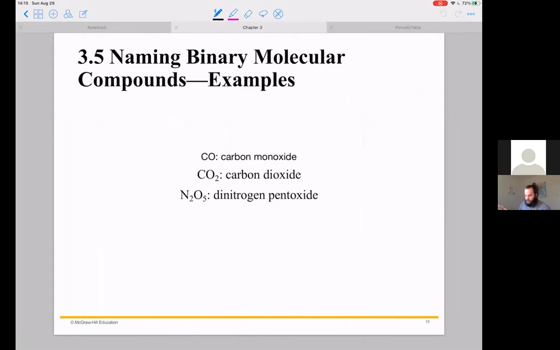So we did carbon monoxide and carbon dioxide. Another one would be N2O5. Well, again, I have nitrogen and I have oxide, but then I'm going to have to include those ratios, so it becomes dinitrogen pentoxide.